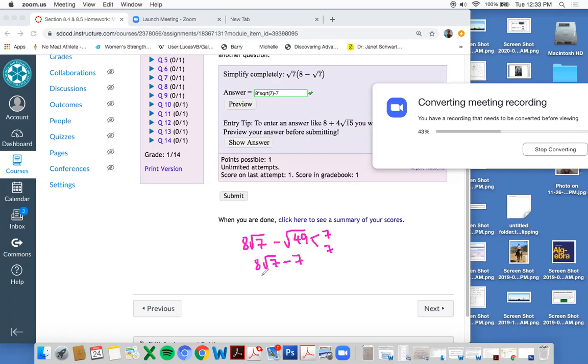Now at this step, because you have 2 different terms, you have this term and that term, the rules with like terms say that you can't combine 2 things unless they both have the same radical or the same variable or both.